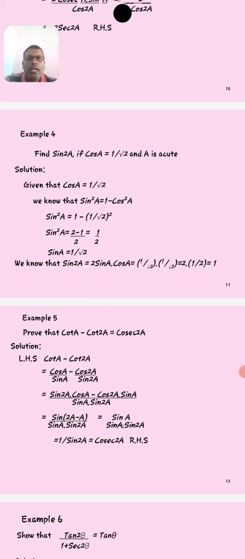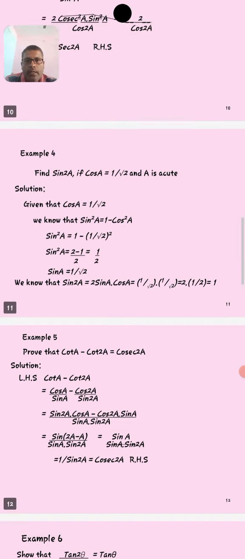We know that sin 2a formula is what? 2 sin a into cos a. 2 into 1 by root 2 into 1 by root 2, we get 2 into 1 by 2 is equal 1. Very simple question.